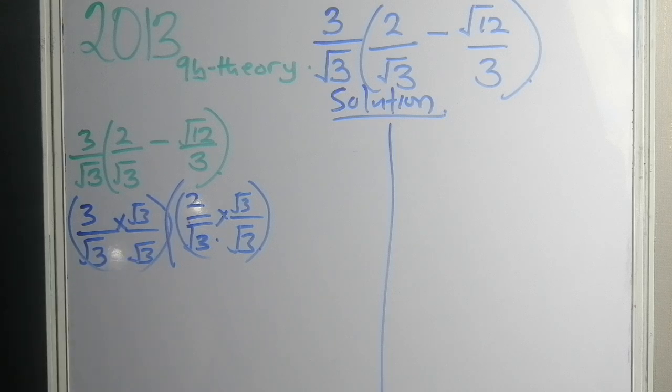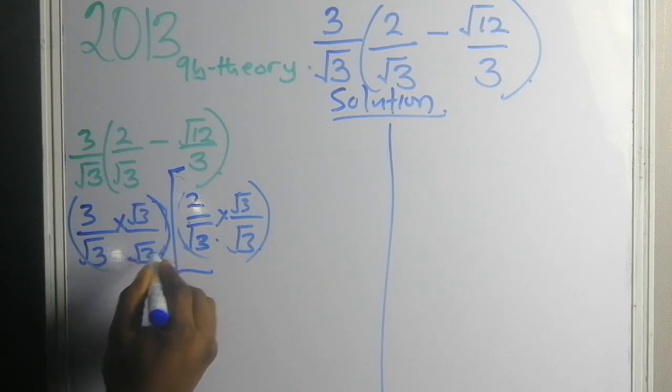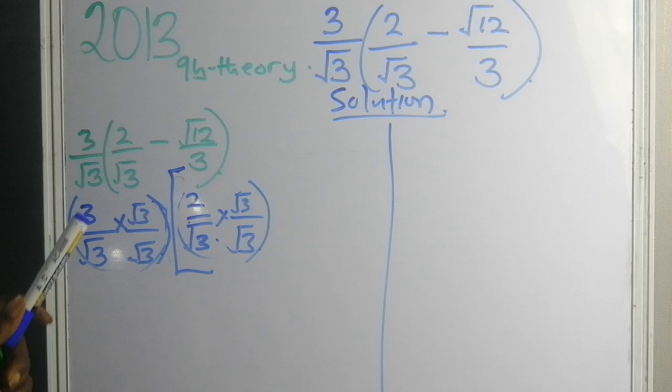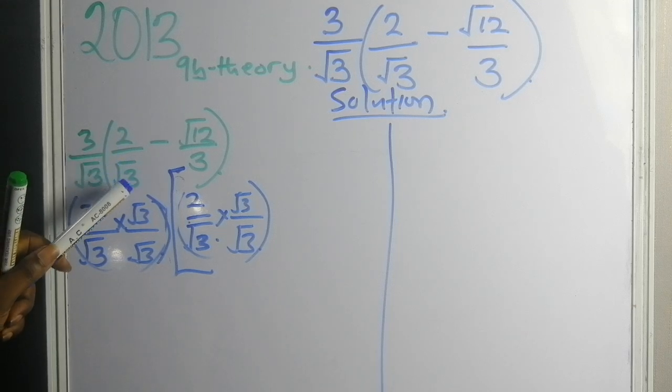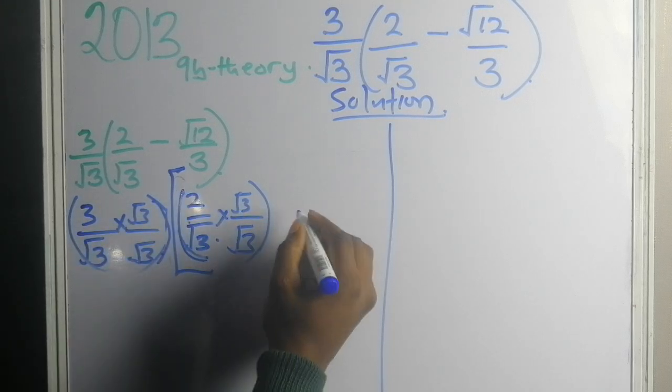So the same thing applies to the one inside the brackets. You have a major bracket here. So you have 2 over root 3 times root 3 over root 3. What we do under rationalization, please go through the surd part. You will understand exactly what I'm doing.